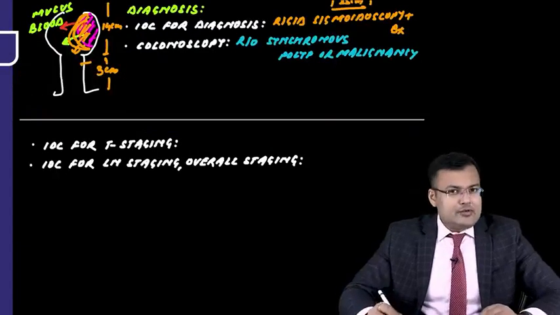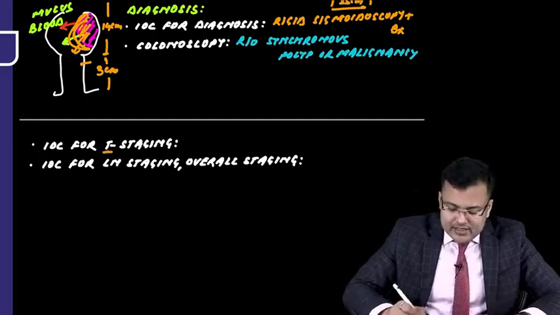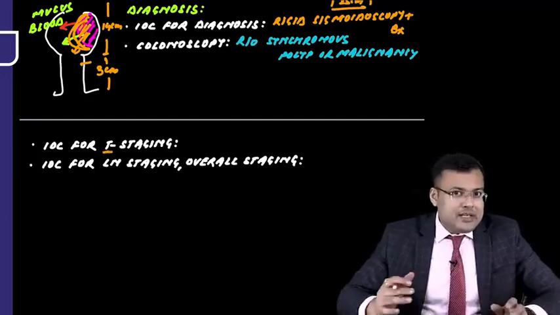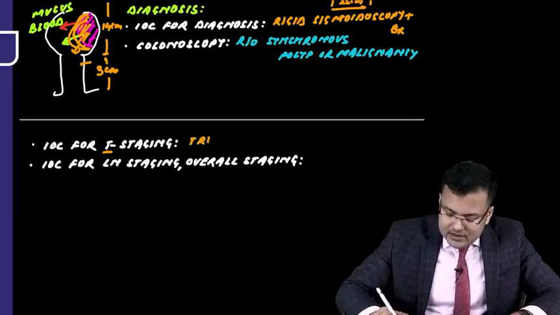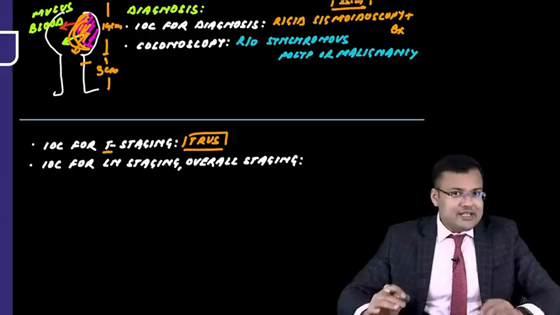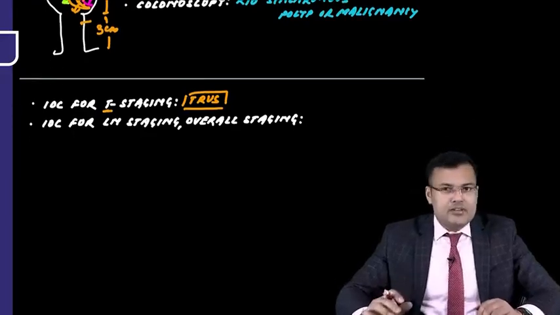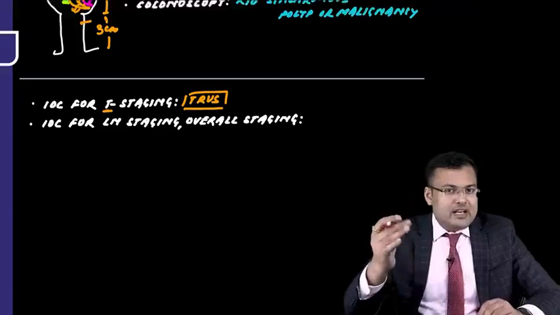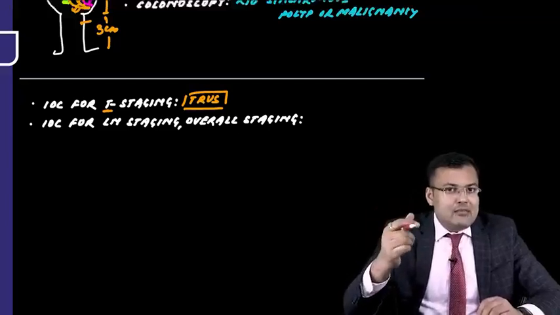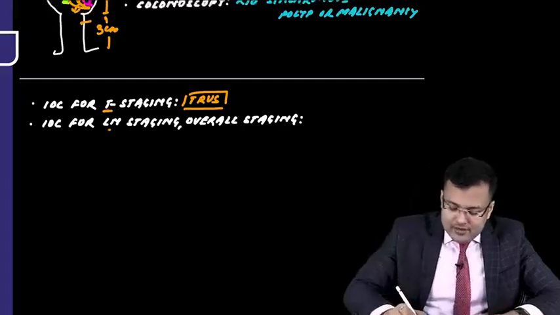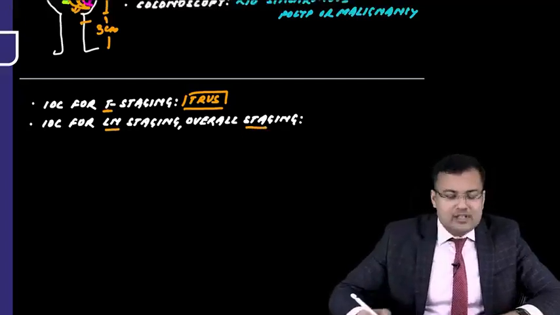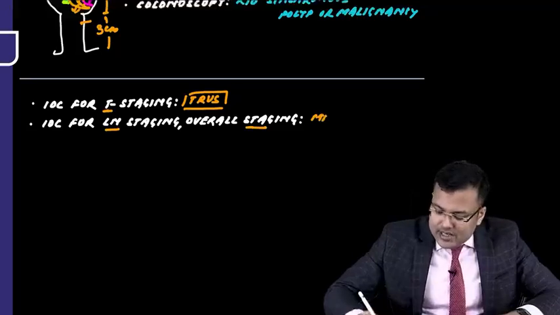Now, investigation of choice for T staging. T staging is dependent on depth of penetration. So we perform what? Transrectal ultrasound. So in carcinoma rectum, investigation of choice for T staging is TRUS. What is the big problem with TRUS? Transrectal ultrasound cannot differentiate a distantly lying blood vessel from lymph node, from nerves. So that's why for lymph node staging and for overall staging, the investigation of choice is MRI.